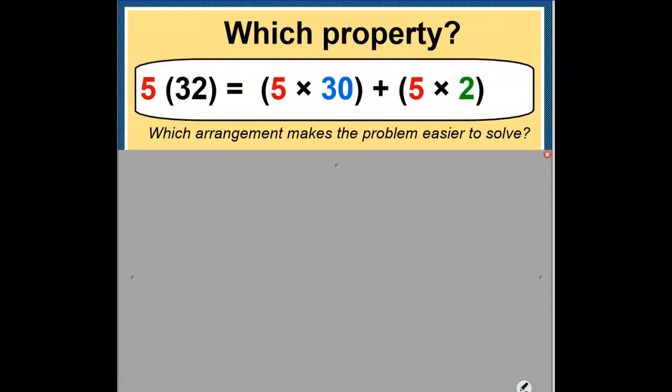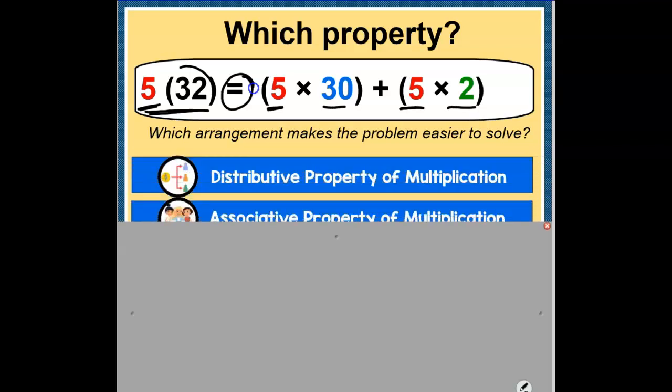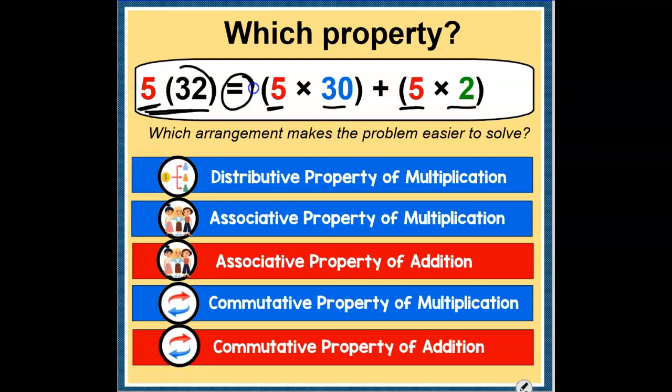Okay, so which property is this? Again, we always want to make sure we look, what's staying the same? What do I see is staying the same on either side of my equal sign or my equation? I see I have a 5, and then I have a 32 here, and I have it made it a 30 and a 2 here. So which property would that be if I'm breaking apart the number? Look at your choices and write them down.